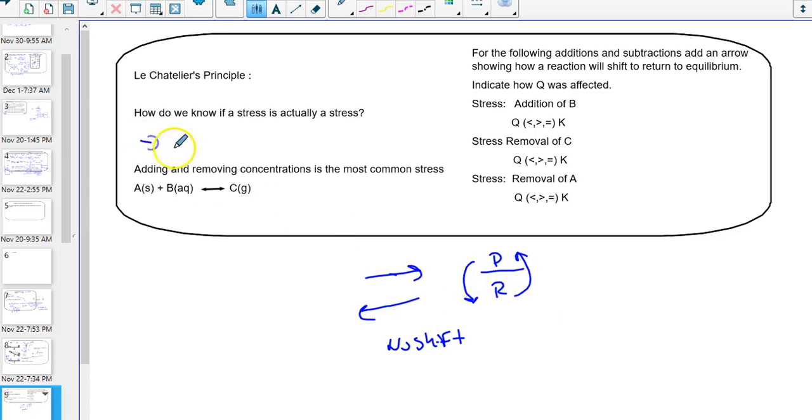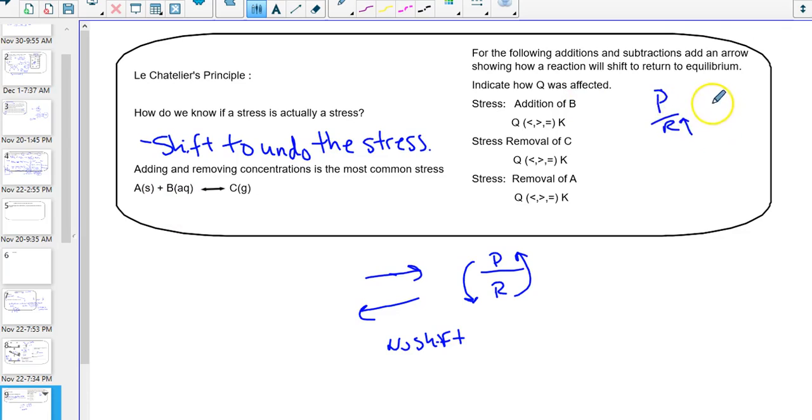So all we're really going to do is, whenever a stress is applied, we shift to undo the stress. Indicate how Q is affected. Addition of B. If I add B, B is a reactant, so it's products over reactants. This went up, so Q is now smaller than it was, smaller than K.